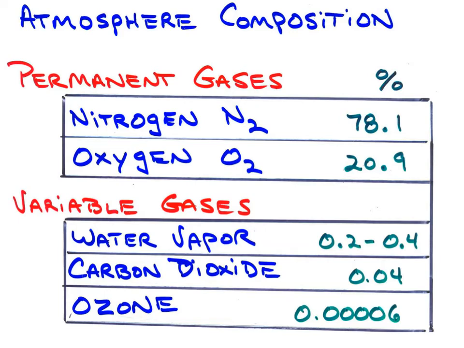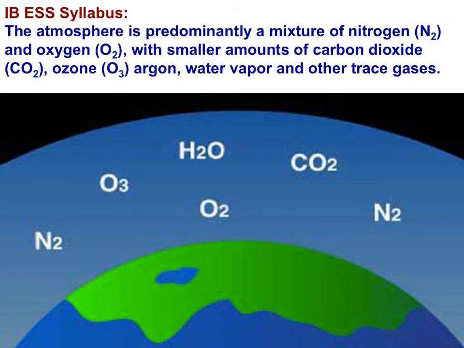The atmosphere is mostly nitrogen at 78+% and oxygen at nearly 21%. Keep this in mind. Water vapor, carbon dioxide, and ozone represent just fractions of a percent of the entire gaseous mixture. The atmosphere is predominantly a mixture of nitrogen, N2, and oxygen, O2, with smaller amounts of carbon dioxide, ozone, argon, water vapor, and other trace gases.